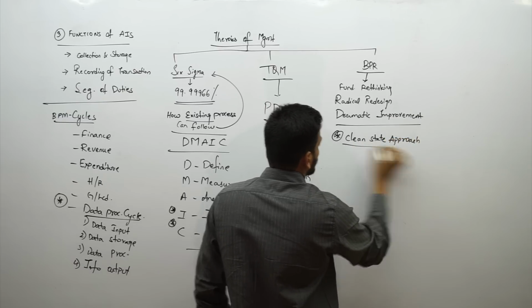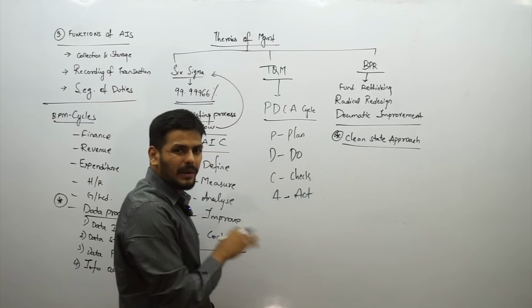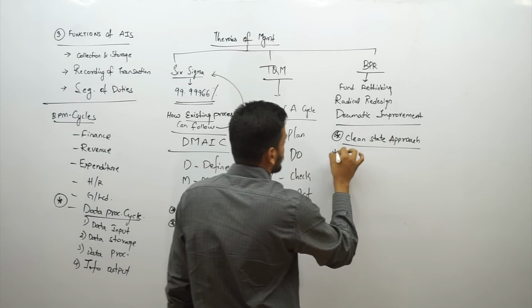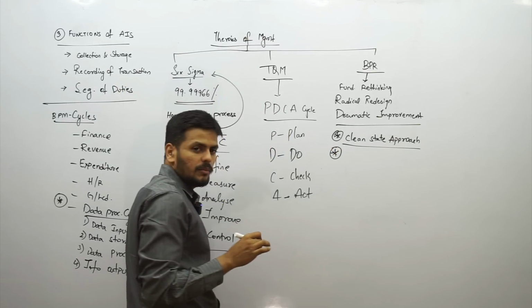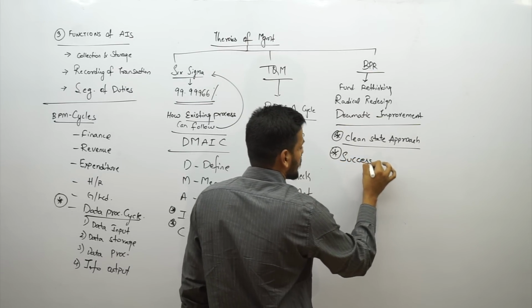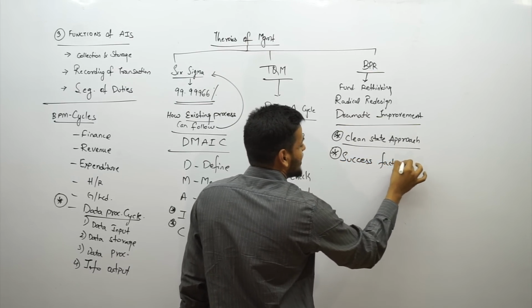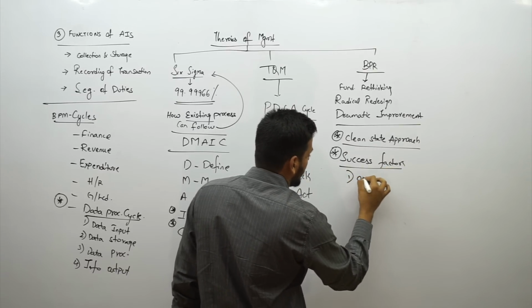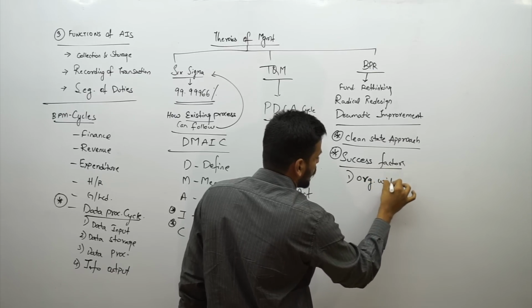You can find these words, clean slate approach, which means wiping away all the existing processes and coming up with absolutely new processes. Then the next, but the most important question in BPR, is about the success factors. There are six success factors in BPR, guys. First, I need commitment from the entire organization: organization-wide commitment.